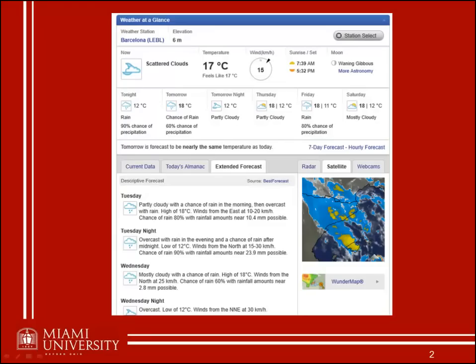Like the rest of Europe, Barcelona uses the metric system and reports temperature in Celsius. And so you see here, current temperature is 17 degrees. The planned temperature for your upcoming trip, 18 degrees Celsius. And you might be saying, well, wait a minute, exactly what does this mean? Is this warm? Is this cold? How exactly should I pack?